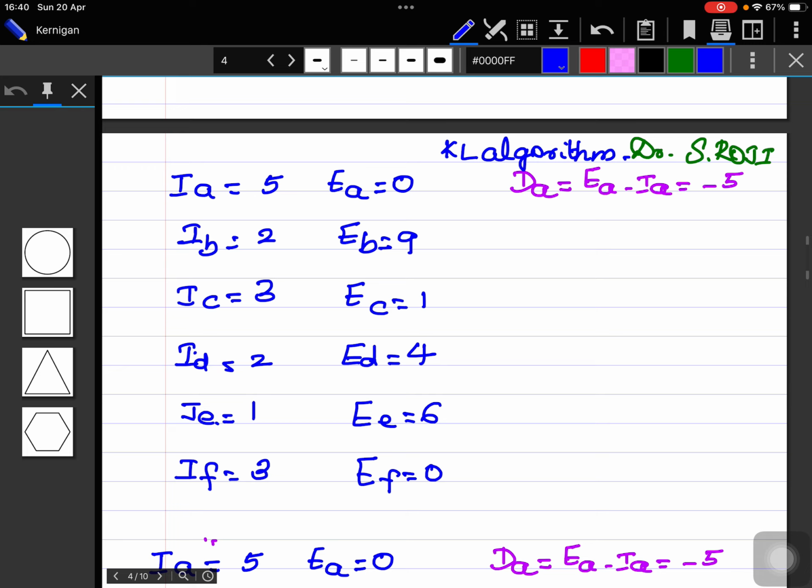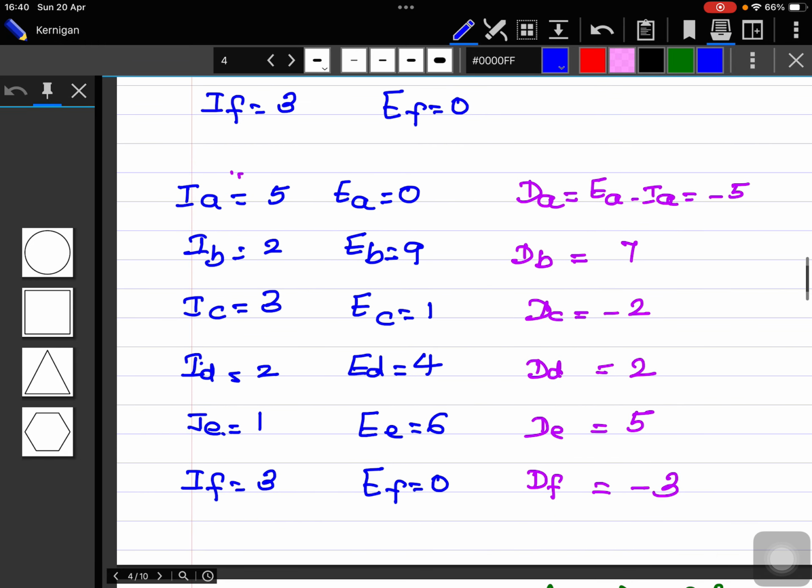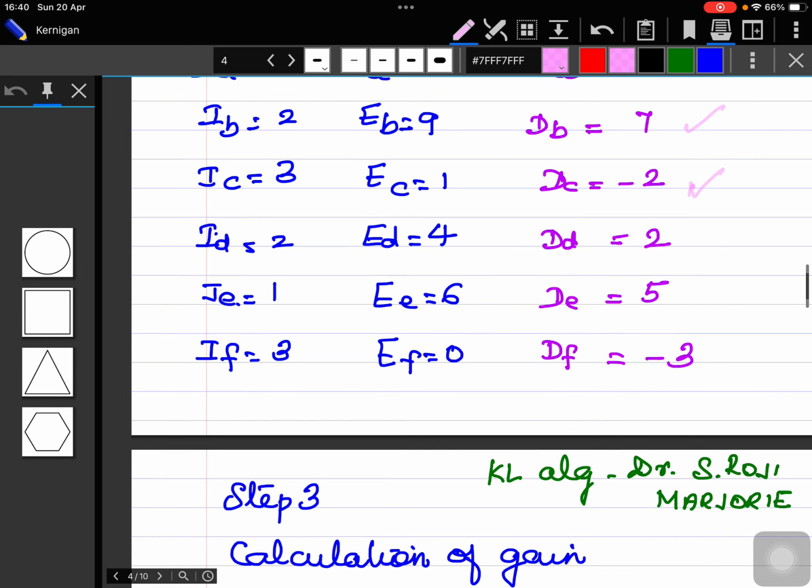So based on these, we have calculated DA is equal to EA minus IA, right? And this is the complete set of values. DA is 5, DB is 7, DC is minus 2, and so on. Okay, so we have calculated the D values.